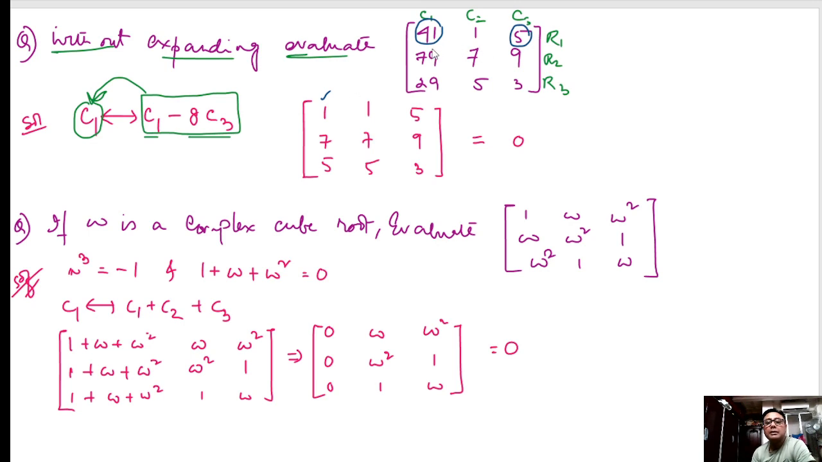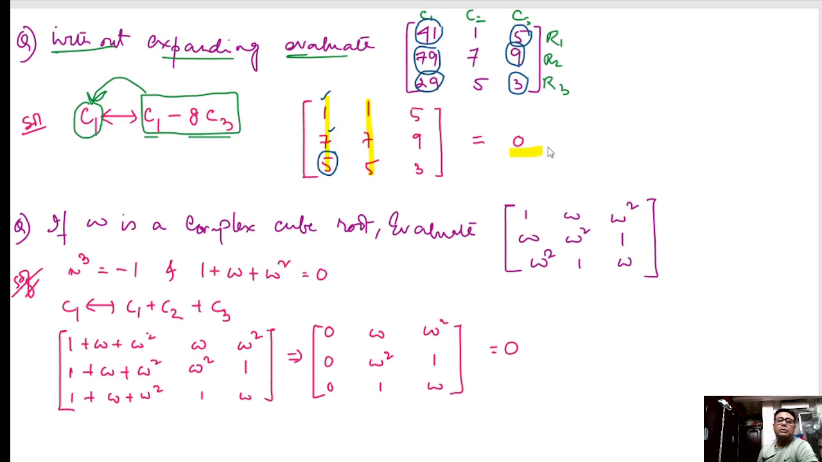Similarly, 79 minus 8 times of 9, which is 72. So this is giving 7 and put it in the first column. Similarly, 29 minus 8 times of 3, which is 24, which is 5. Okay, now you can see here that these two columns automatically become same, and so the answer is 0.